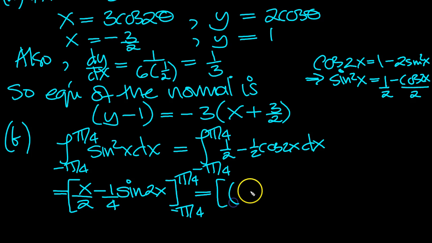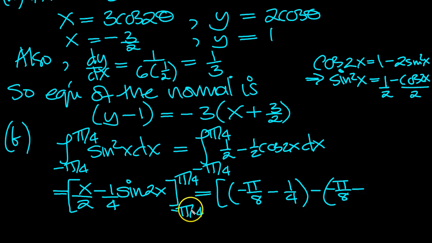Put the values in then, top value. Pi over 4 goes in here, over 2 is pi over 8. Minus sine, 2 lots of pi over 4 is sine pi over 2, which is 90. Sine 90 is 1, so it's just minus 1 quarter. Take away the bottom value. Put minus pi over 4 in here. You get minus pi over 8. Minus, and then sine of minus 90 is minus 1, times a minus quarter is plus 1 quarter. Close bracket. Tap it in a calculator if you need to. Sine minus 90 is minus 1.